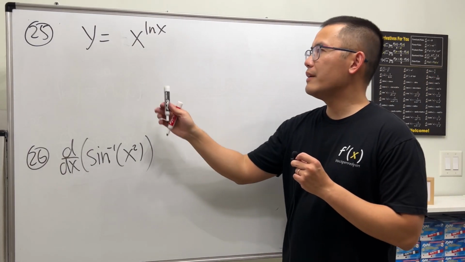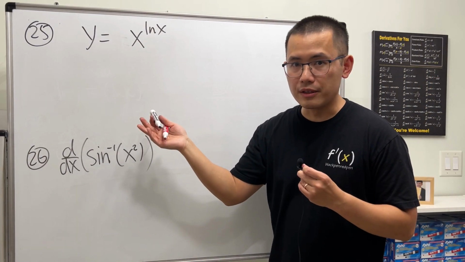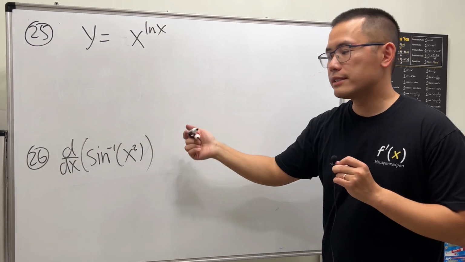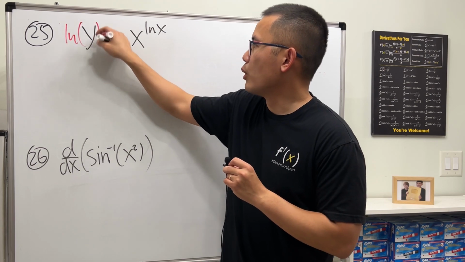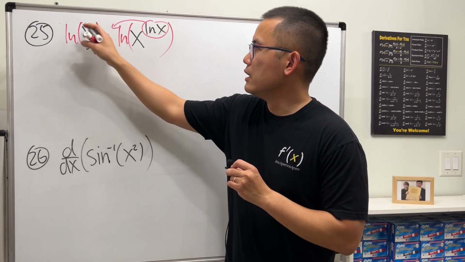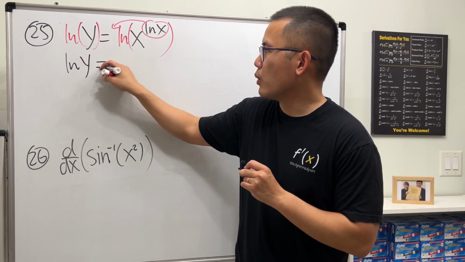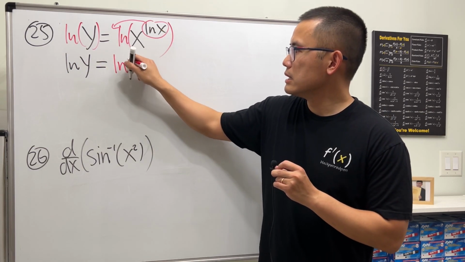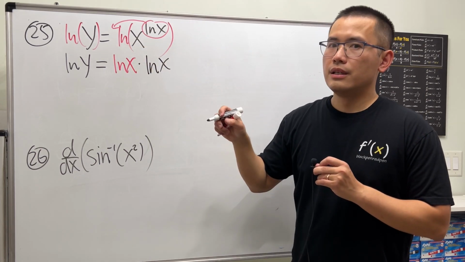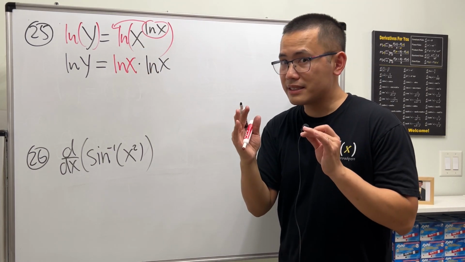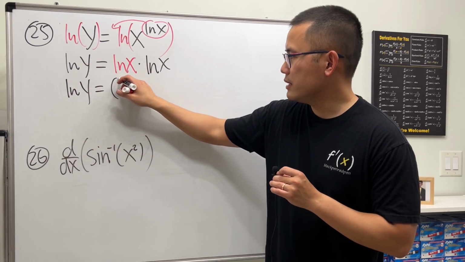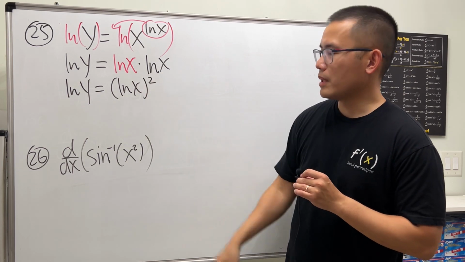Now, for number 25, we have the same issue like the one we had earlier. We have a function for the base, likewise for the power. So let's go ahead and take natural log both sides. That way we can put the power to the front. So we have ln y equals this ln x times this ln x. So in fact, we have ln x to the second power. So let's use the parentheses, ln x raised to the second power.